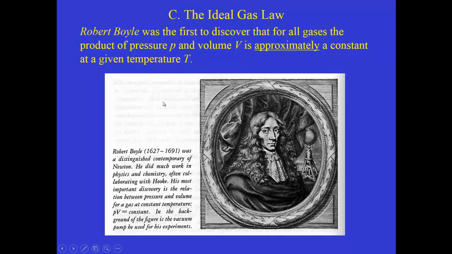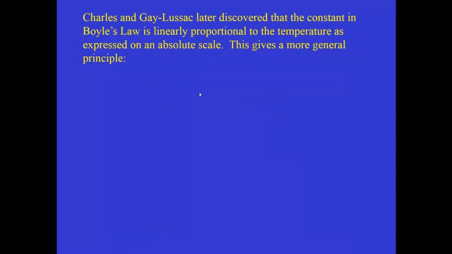And so there was a little bit more detail that was gained from further experiments by two others, Charles and Gay-Lussac, and what they discovered was that the constant in Boyle's law is linearly proportional to the temperature if the temperature is expressed on an absolute scale, which we now know as the Kelvin scale. And so this gives a more general relationship that P times V is not only a constant, but it's a constant that depends on the value of the temperature. So if the temperature changes, then technically it's not a constant. But this C that is in front of the temperature is something that's a constant essentially for all gases.